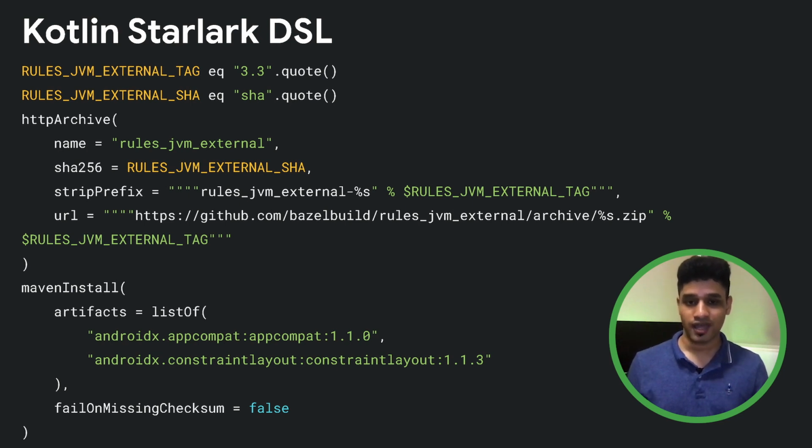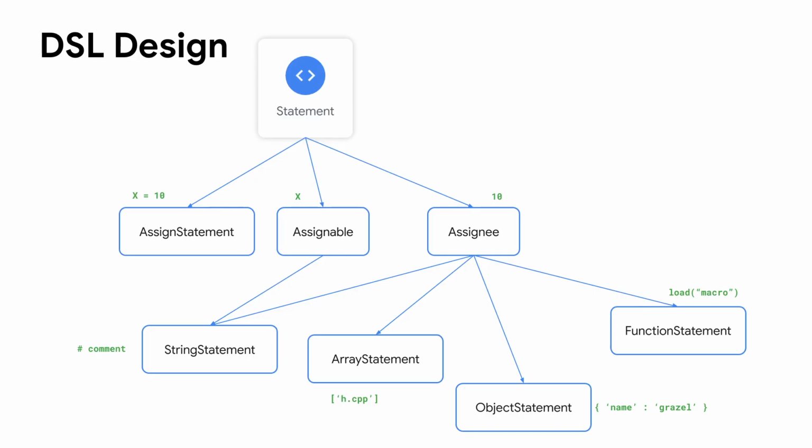As shown here, I'm using HTTP archive and Maven install functions naturally as part of JVM rules. We can see that it is very similar to the generated Starlark code that would appear on the Bazel build files. At the core of the DSL, we have a statement interface that represents a valid Starlark statement. From there, we have multiple implementations like assignment, array, functions, and objects. So the idea here is that we could utilize the provided abstractions and create new statements as needed.